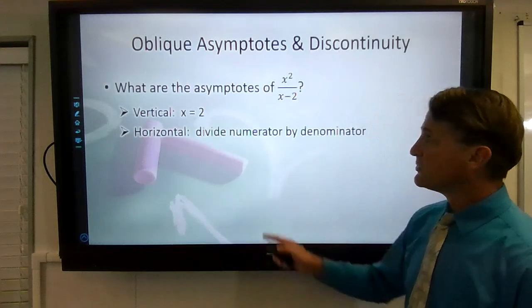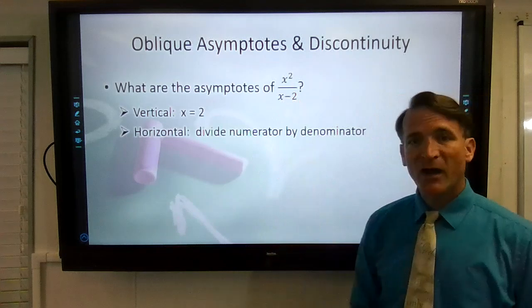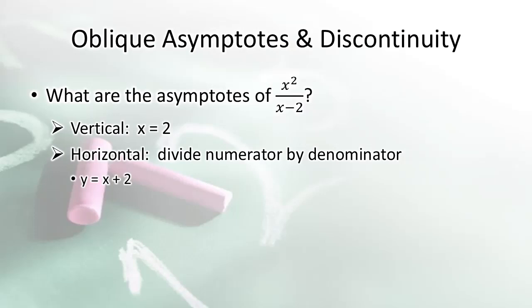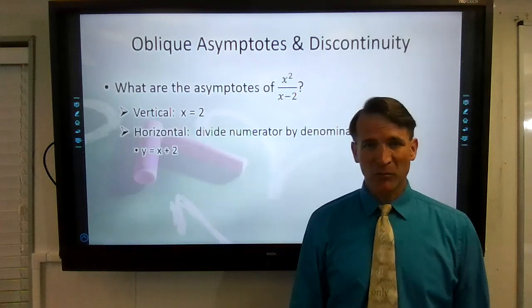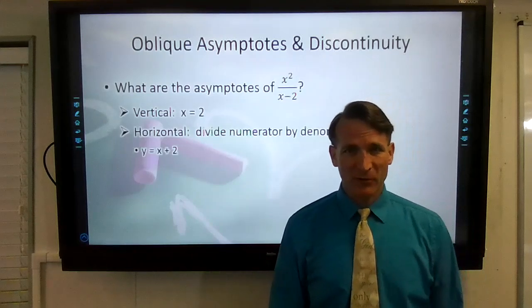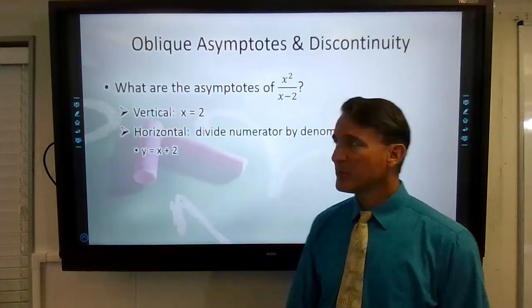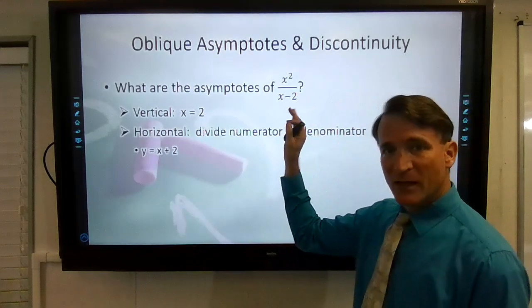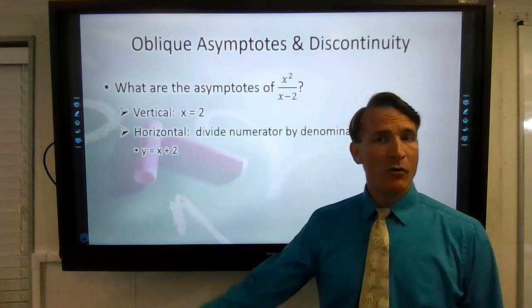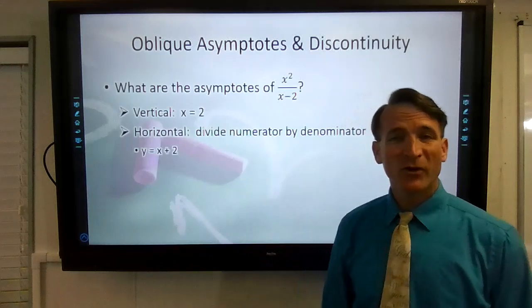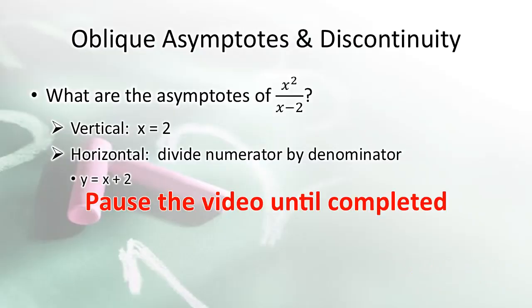an oblique. So if I divide x squared by x minus 2, I end up getting an equation of y equals x plus 2. Again, we're not concerned about any remaining portion to my division problem, just the quotient piece itself. So x plus 2, that means when I draw my graph, I'm going to have a vertical asymptote at 2, and then there's going to be an oblique asymptote. It's going to cross my y-intercept at 2, and it's going to have a slope of 1.